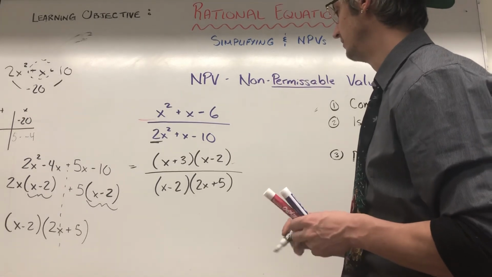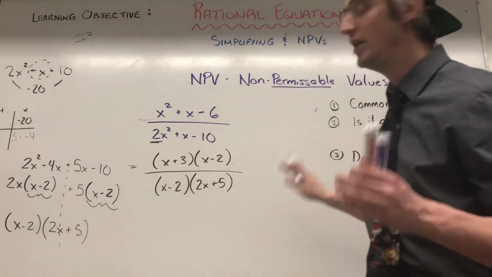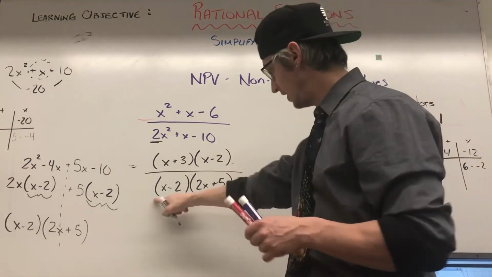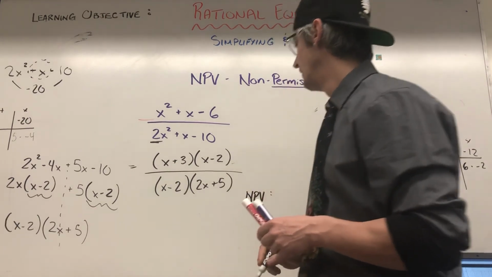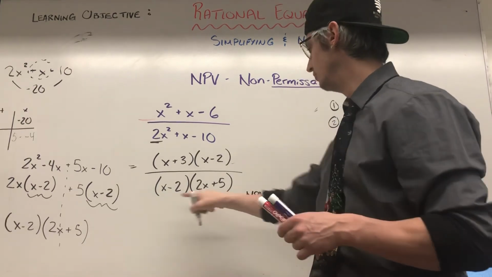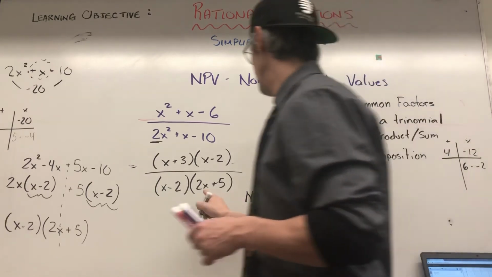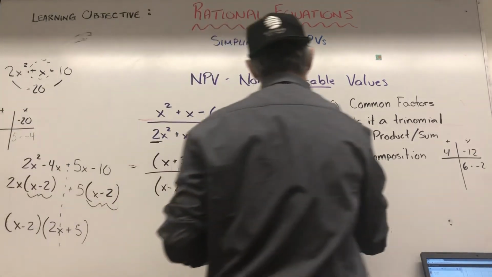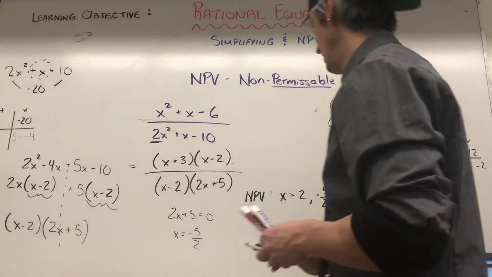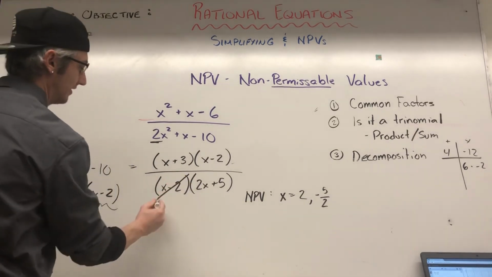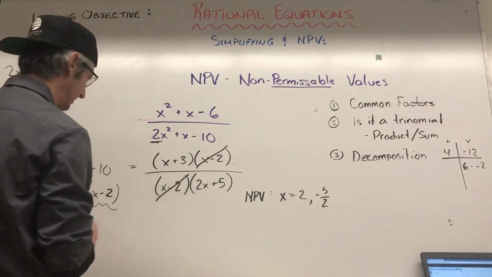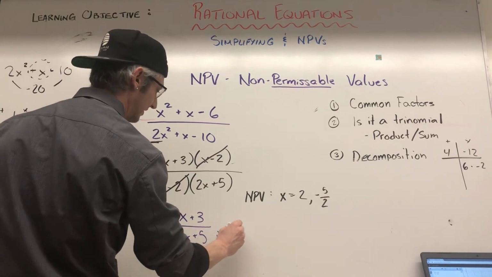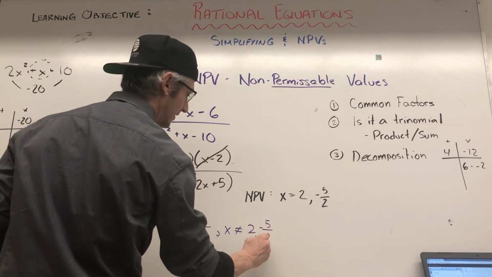Now that I've factored it, I do my non-permissible values. Before I cancel anything, I'm going to do my non-permissible values. I'm looking at my denominator. I can clearly see if x is equal to 2, this will be 0. And if I make 2x plus 5 equal to 0 and solve it, I get negative 5 halves. So my other non-permissible value will be negative 5 halves. Now, all I have to do is cancel my x minus 2 and x minus 2, and write my final answer as x plus 3 over 2x plus 5, where x cannot equal 2 or negative 5 halves.